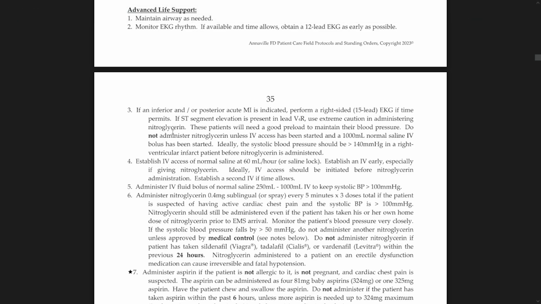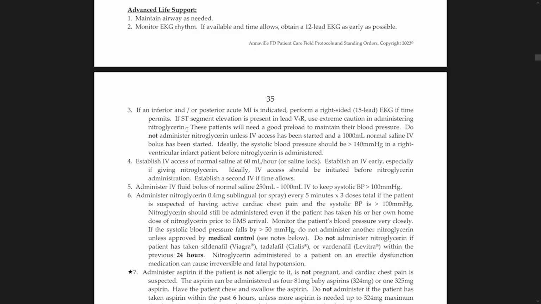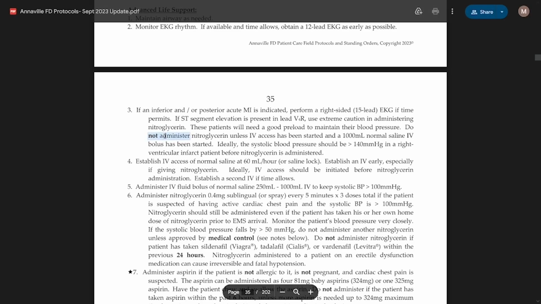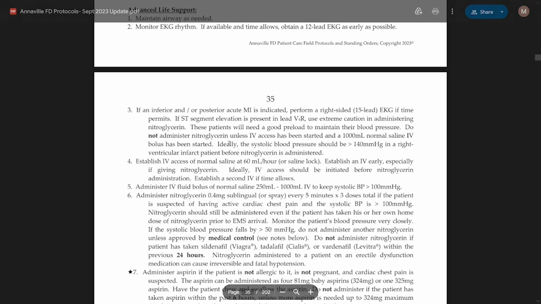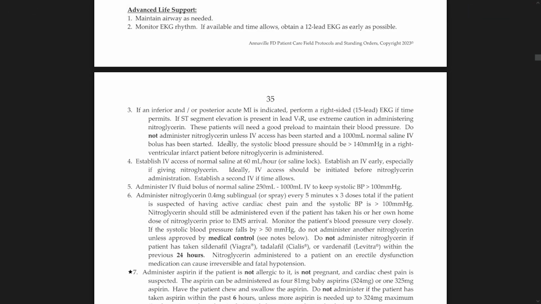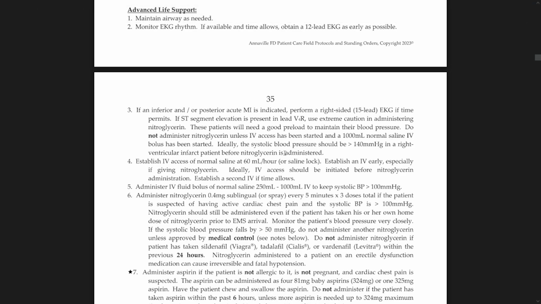If ST segment elevation is present in lead V4R, or the right side, use extreme caution administering nitroglycerin. These patients will need a good preload to maintain their blood pressure. Do not, whatever you do, do not administer nitroglycerin unless the IV has been started and a 1,000 milliliter bag has been started. Ideally, the systolic blood pressure should be greater than 140 millimeters of mercury in a right ventricular infarct patient before administering nitroglycerin.